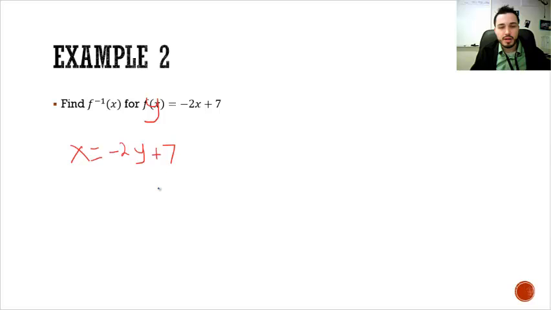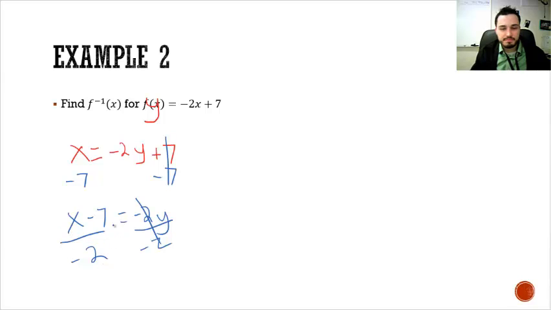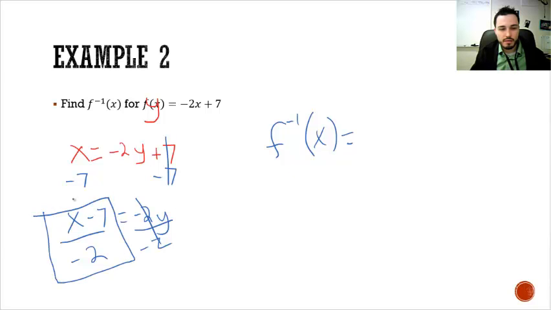I've got to get rid of the plus 7 by subtracting 7. x minus 7 equals negative 2y. Divide by negative 2. And that's basically my inverse right there. Which written in inverse notation would be f inverse of x equals this little guy right here. x minus 7 over negative 2.